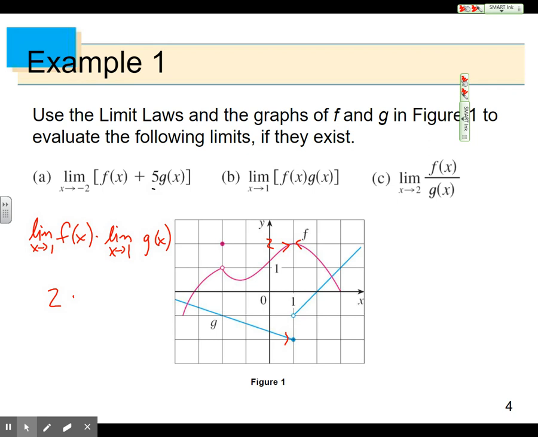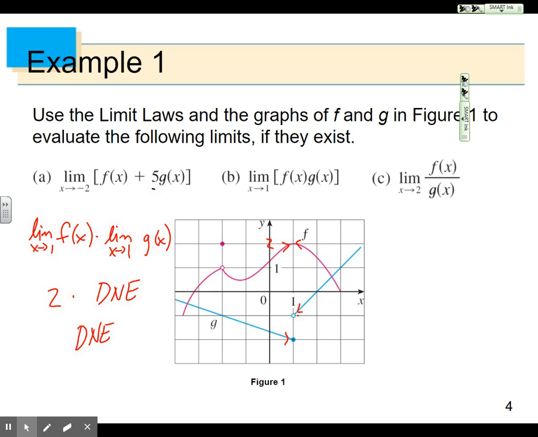It doesn't really tell me if it's a left-hand or right-hand limit, but remember, if the left-hand and the right-hand limit don't meet up, the limit does not exist. So 2 times does not exist is still going to be does not exist. Both of those limits will have to be defined in order to go forward on it.